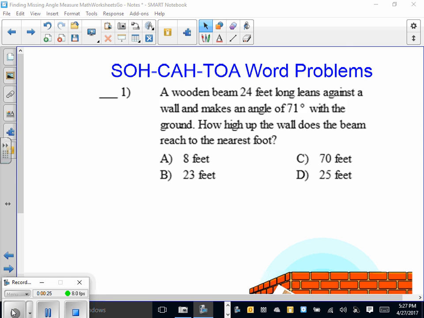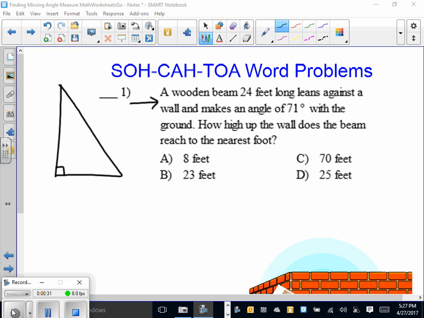The first thing we're going to do before we read the problem is we're going to draw a right triangle because we know that right triangles are the only thing we've been working with for the past 2 weeks. Once we draw a right triangle, we're going to come over to the problem and we're going to start reading. It says a wooden beam is 24 feet long, leans, which is an important word, against a wall.